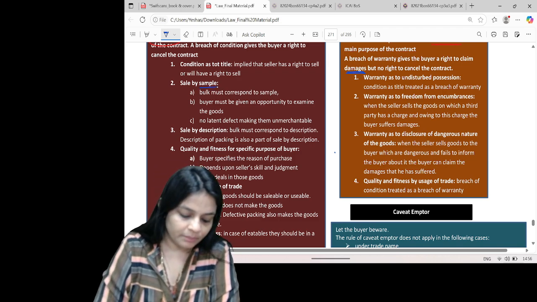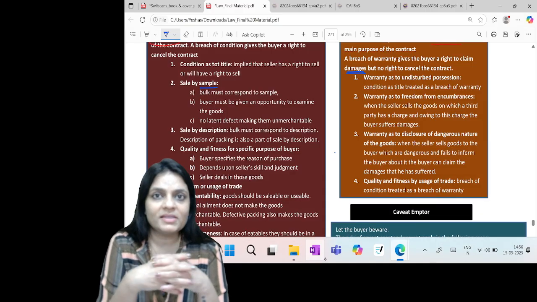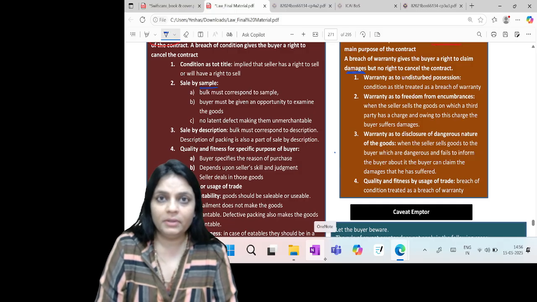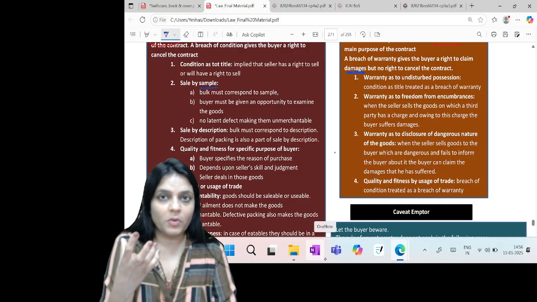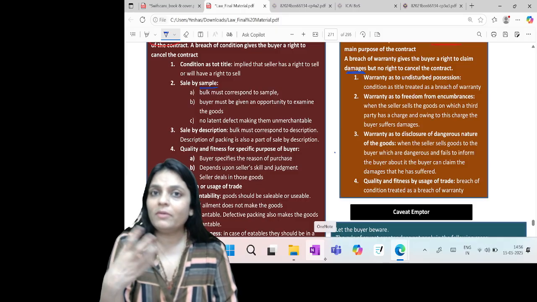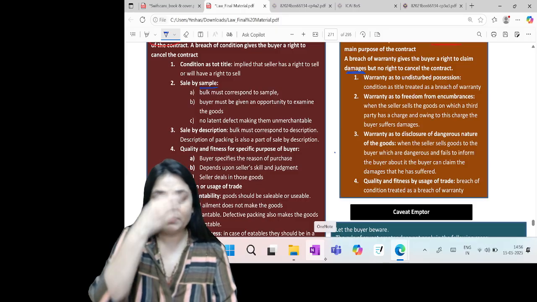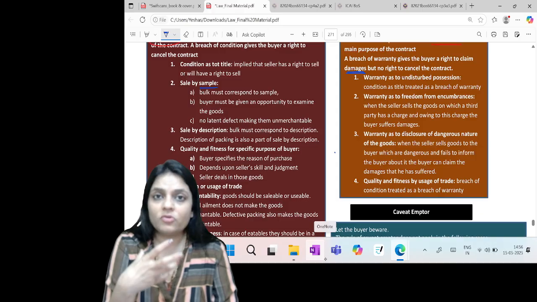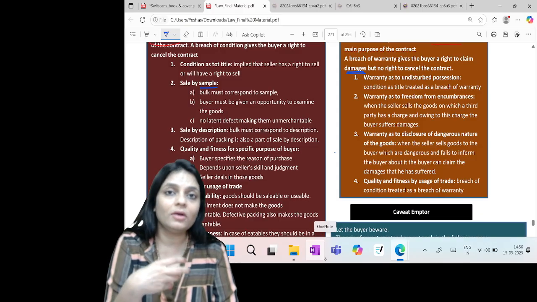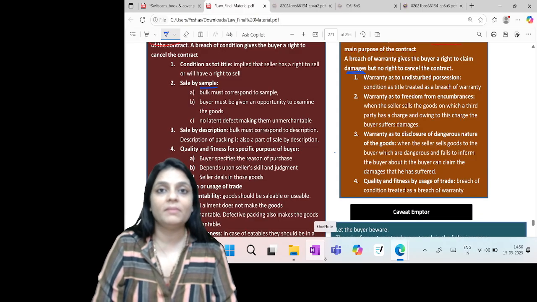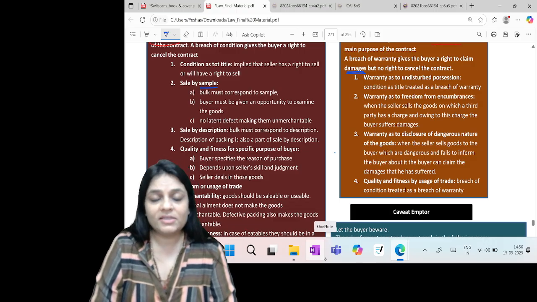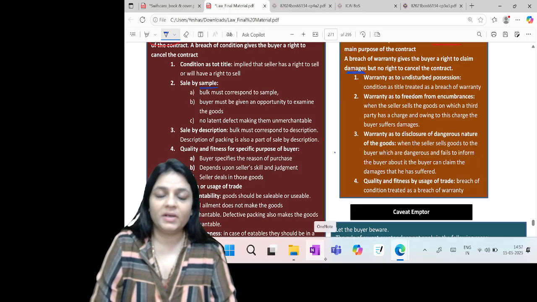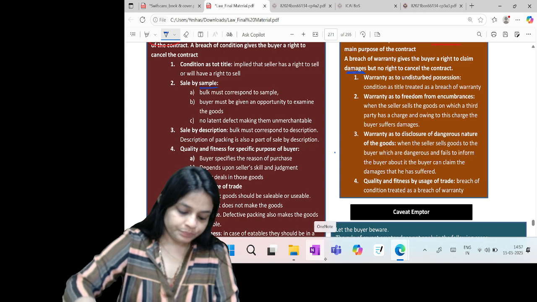Second, sale by sample. When the sale is made by sample, that means I show you the sample, and if you like, you can purchase the goods. The bulk of the goods must correspond to the sample. Second, the buyer must be given an opportunity to examine the goods. That means he's not bound to accept the goods without checking them. And the goods must not have any defect which makes them unmerchantable. These defects are not visible to the eye; they are latent or hidden defects, but they make the goods unmerchantable.